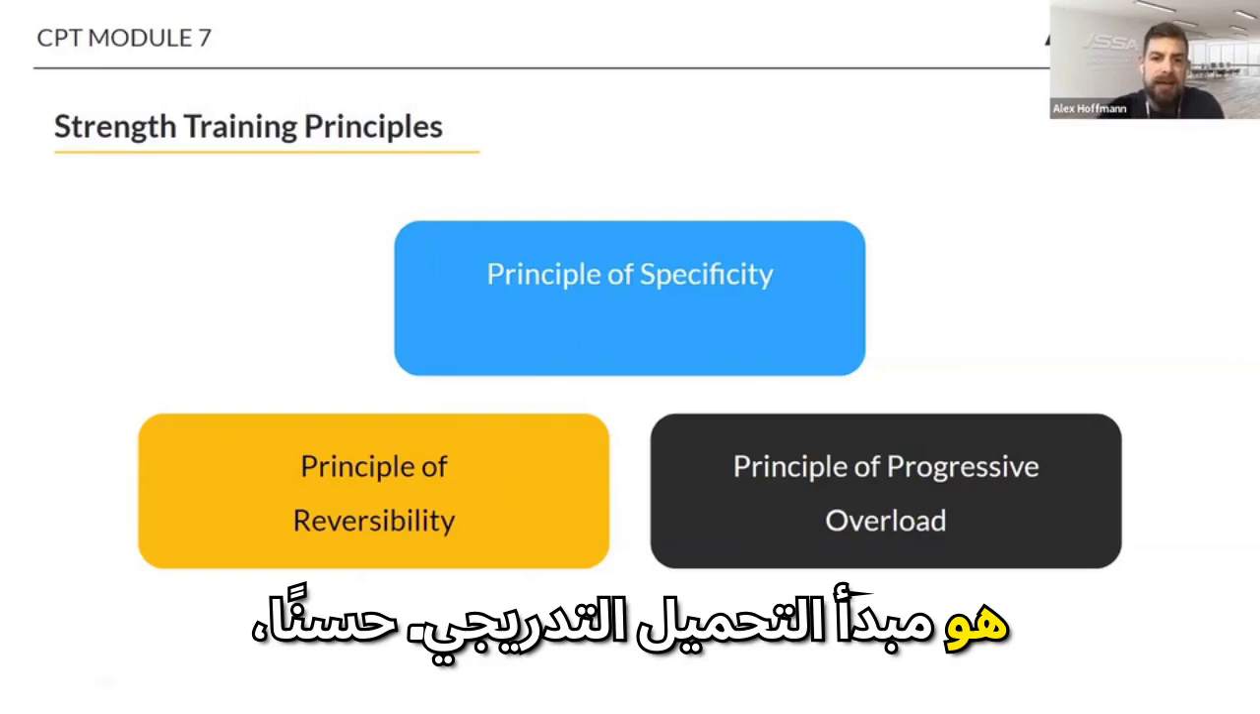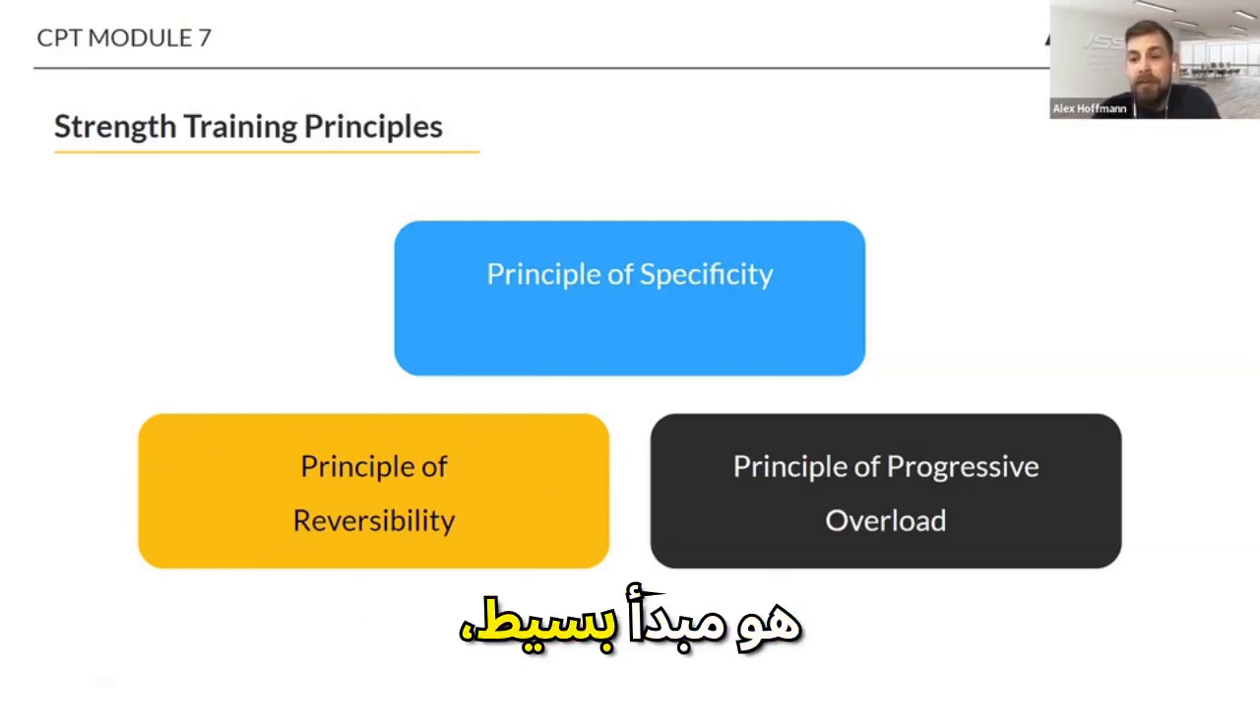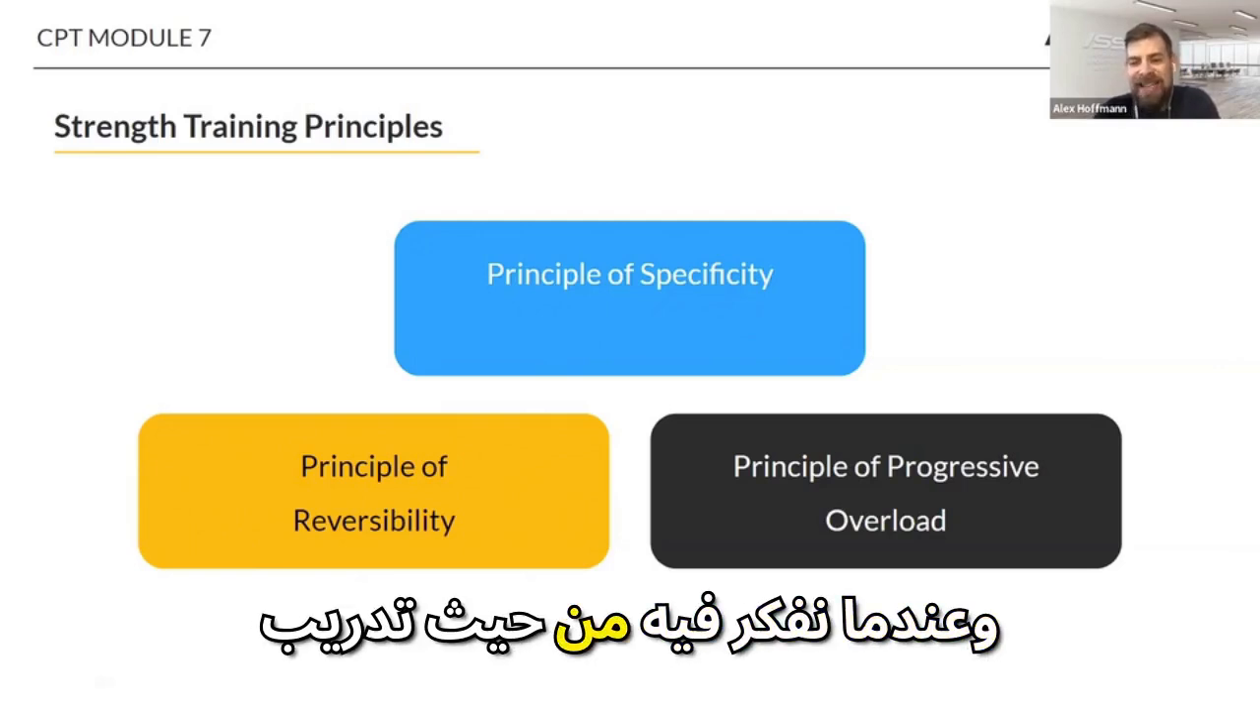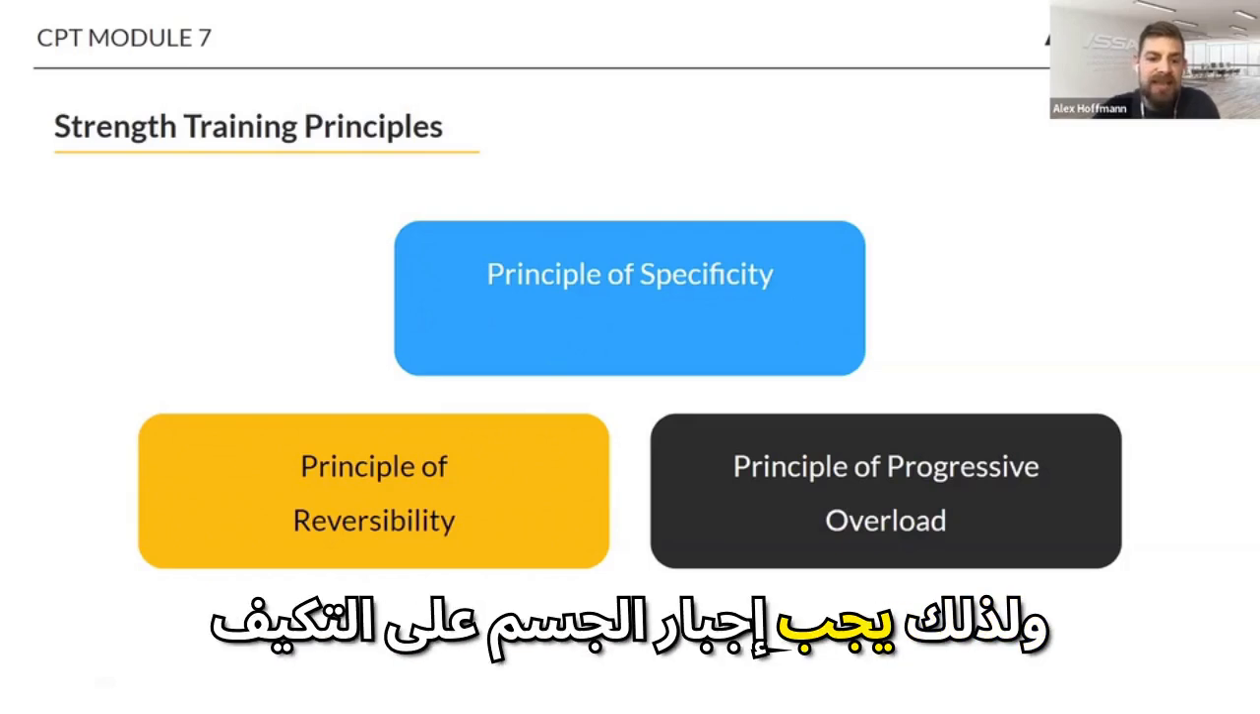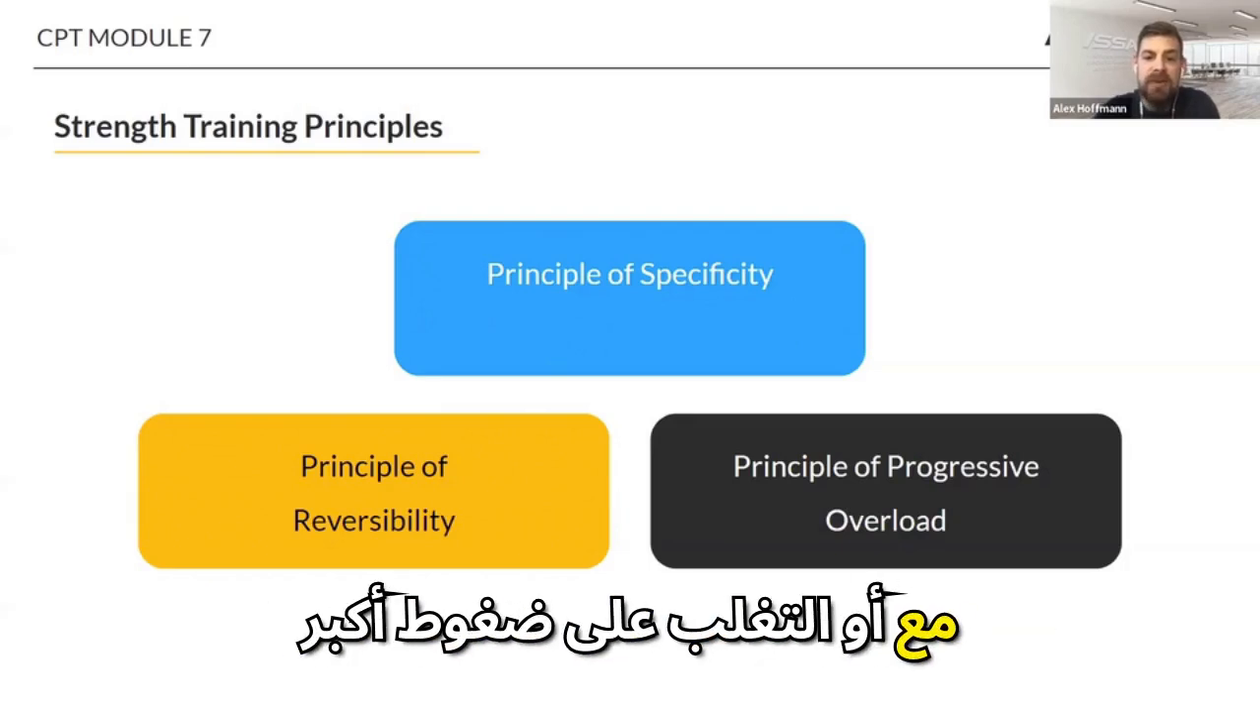The next training principle that we see on here, and I'll lower down to the right-hand side of the screen here, is the principle of progressive overload. And the principle of progressive overload is a simple principle. When we think about it in terms of resistance training, it makes total sense, right? And so the body must be forced to adapt to or overcome a stress that's greater than what it normally encounters.